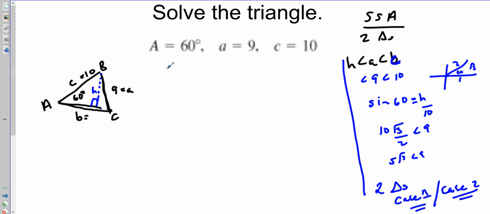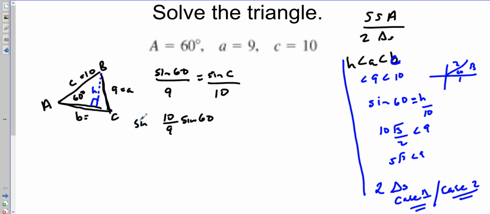When we set this up, we're going to first use our first triangle, and we're going to say the sine of 60 over 9 is going to equal the sine of C over what we know is going to be 10. Then we're going to cross multiply, so we have 10 over 9 times the sine of 60. We're going to take the inverse sine of this to figure it out, and that's going to equal the measure of angle C.